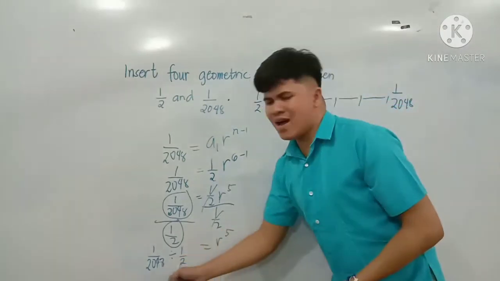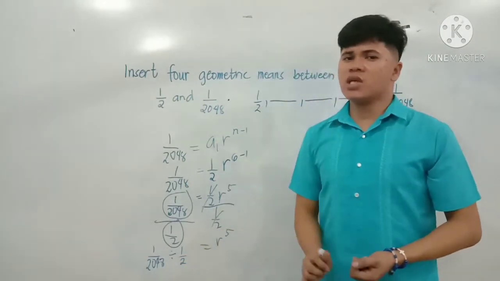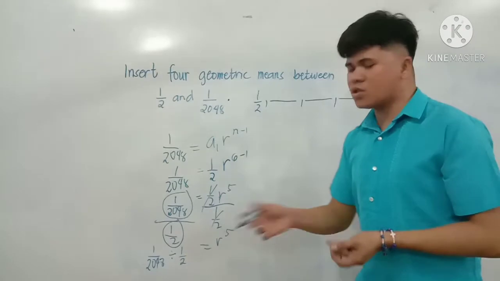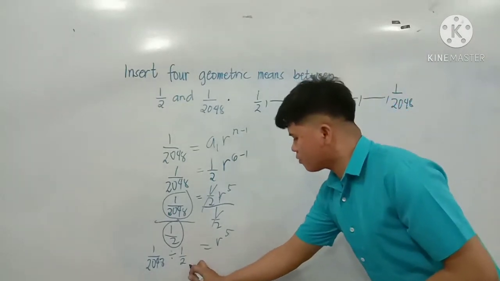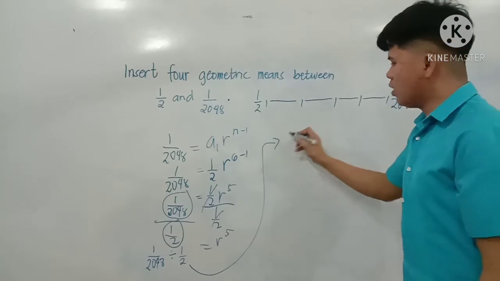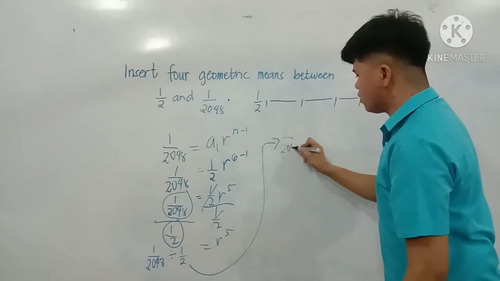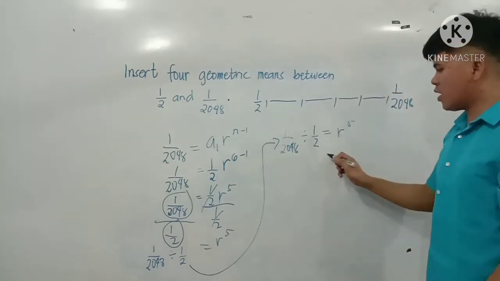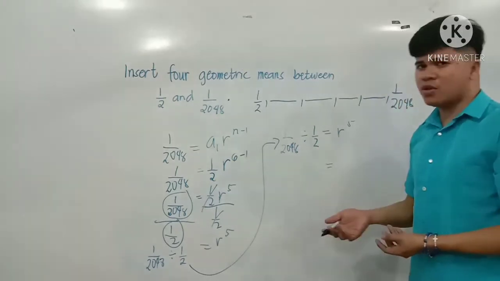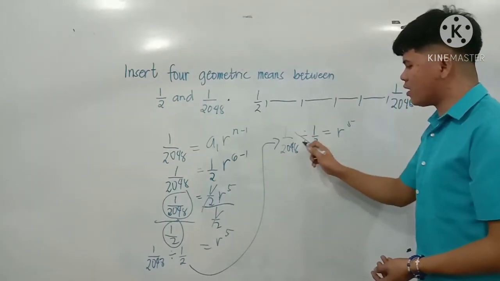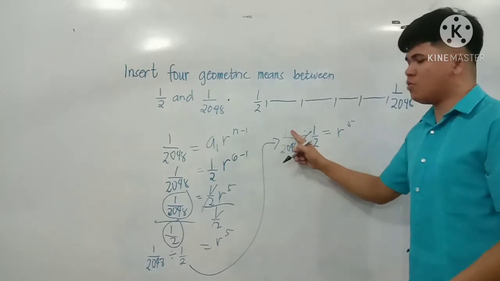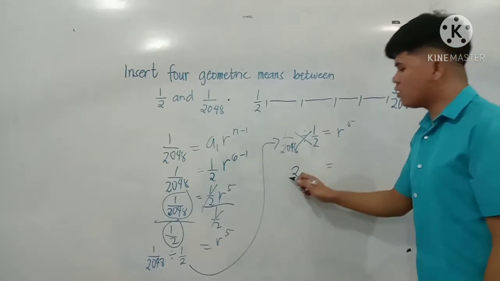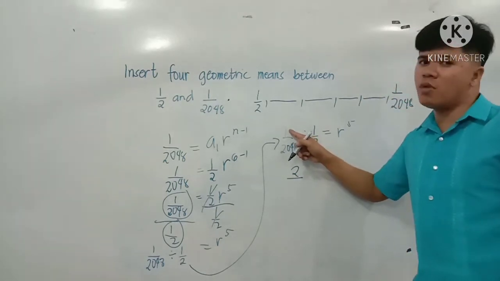In dividing fractions, we have two ways. You can use either the cross multiplication or the reciprocal process. This time, I take the cross multiplication, so I will continue the process in this portion. I copy first 1 over 2048 divided by 1/2 equals r raised to 5. Again, I use the cross multiplication process. In cross multiplying, we have to take first the numerator. So 1 times 2, that is 2. The product is the numerator since 1 is in the numerator.